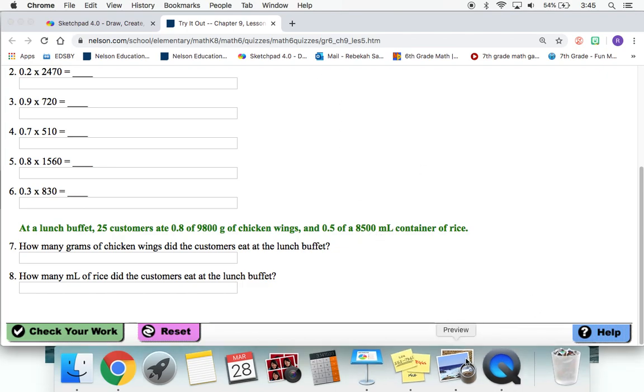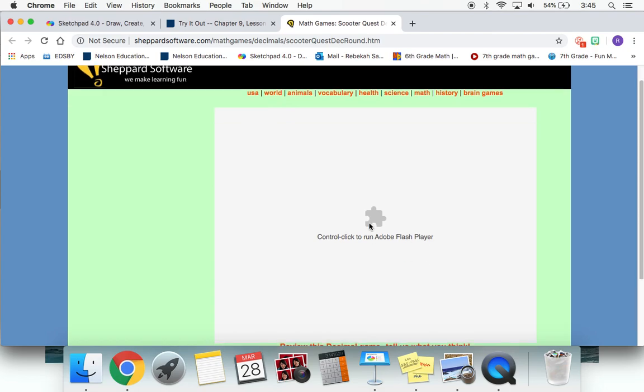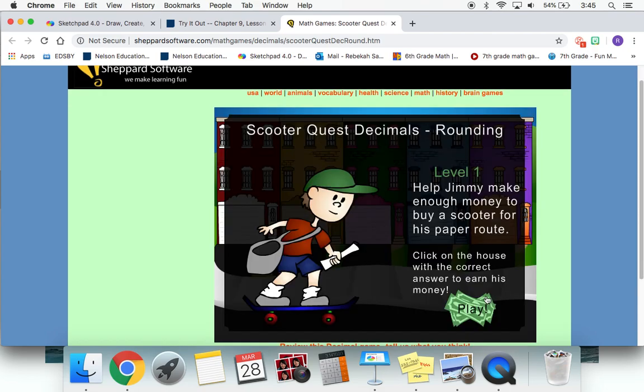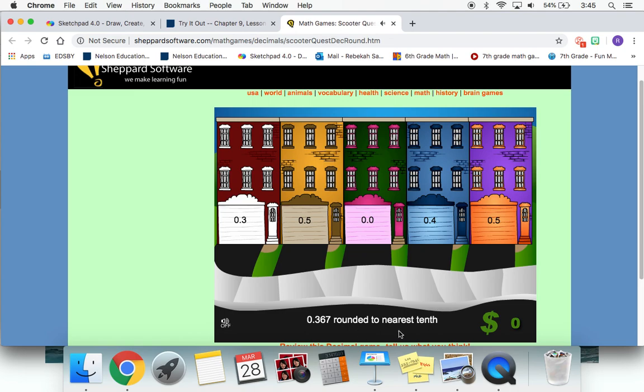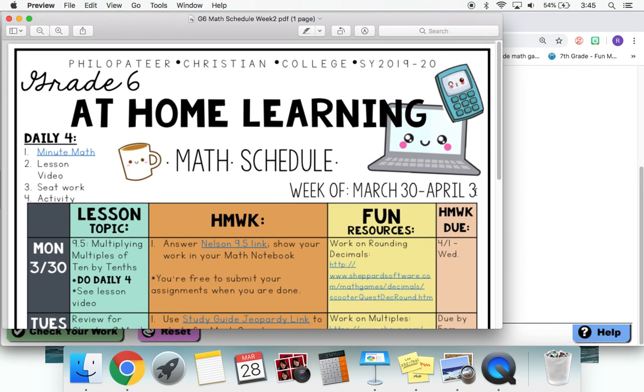Okay, guys, and then lastly, we have a decimal rounding practice. All right, so we're going to be rounding to the nearest tenth. So you look at this tenth, look to the right, so it's 5 or more, so this is going to be 0.4 right here. All right, and that's your game today. So let me know if you guys need any help. I am always here. This homework is due Wednesday.